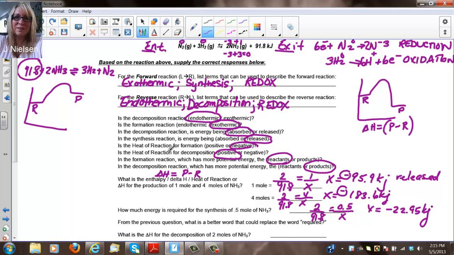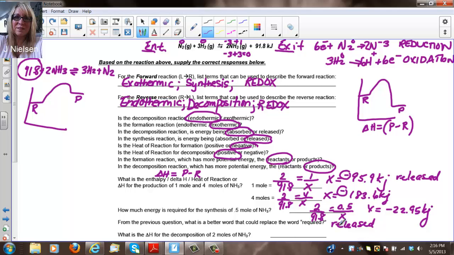From the previous question, what is a better word that could replace required? What's a better word that could replace required? Well, it's synthesis, so it's not really required. Energy is being released, and that's what I said. So when the synthesis takes place, this amount of energy is released in the process.